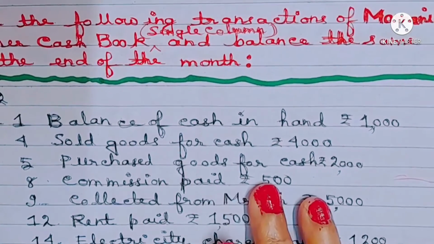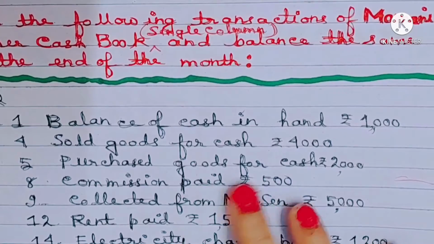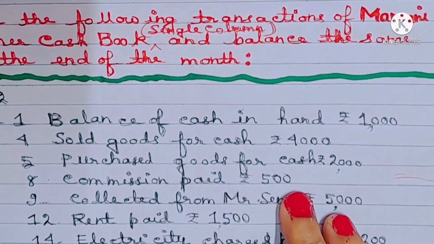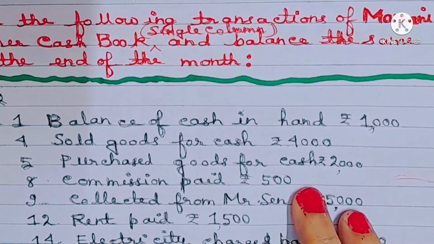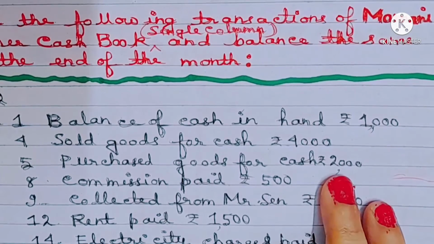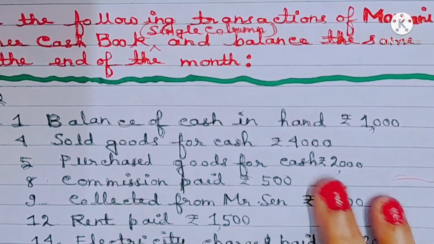What is the journal entry? Commission account debit to cash account. What is the position of cash account? Cash account is on the credit side. So commission will also be on the credit side.